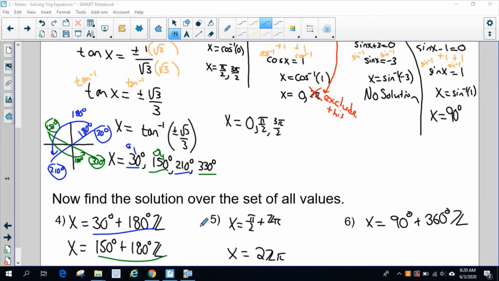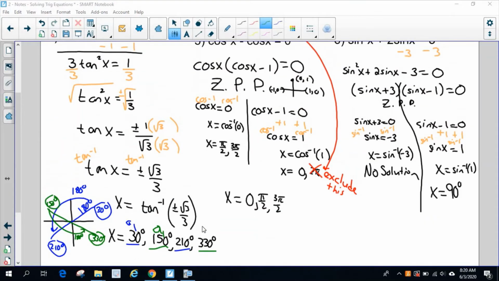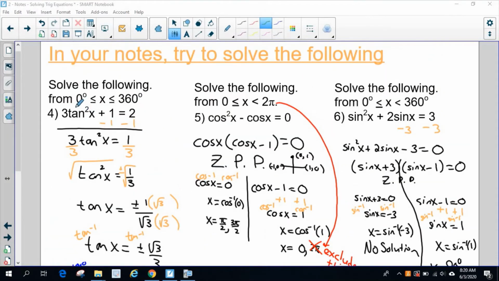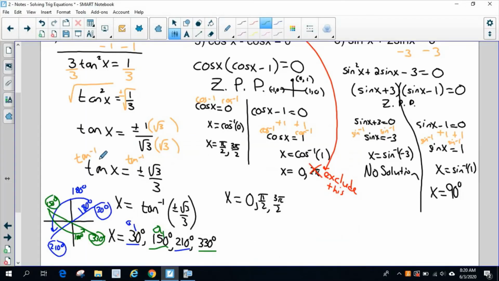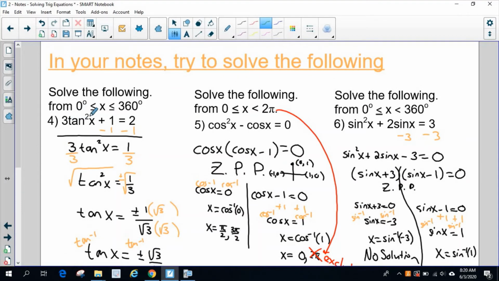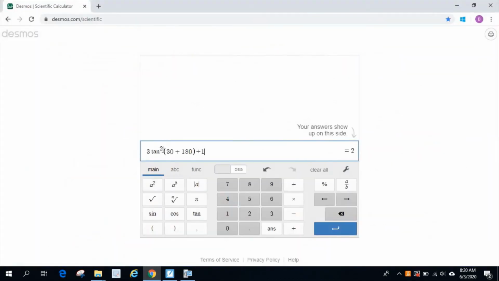So to check this with a calculator, it might be a good idea to not use your typical calculator because the amount of parentheses required to put this in, it gets complicated. So I'm going to use an online calculator from Desmos. And you can see what I did is, if I type in here 180, which is the answer, 30 plus 180, it gives me the answer of 2. So again, I typed in 3 tangent squared x plus 1 equals 2. And the nice thing about a program like Desmos is you can actually put that square there where you cannot do that on a calculator.